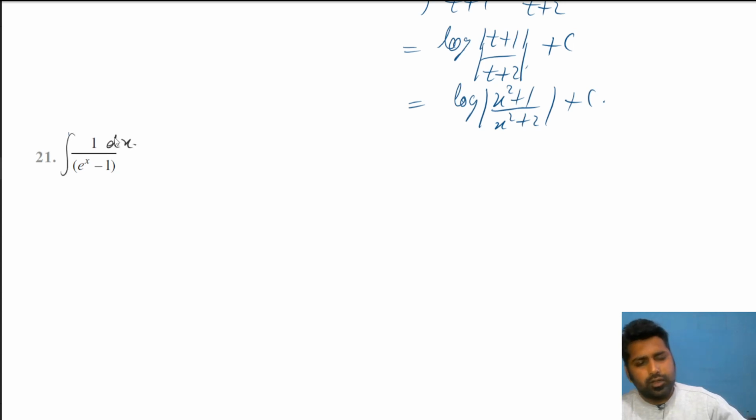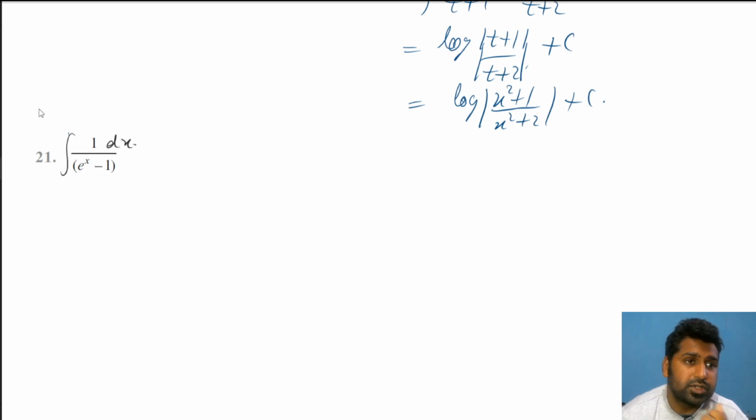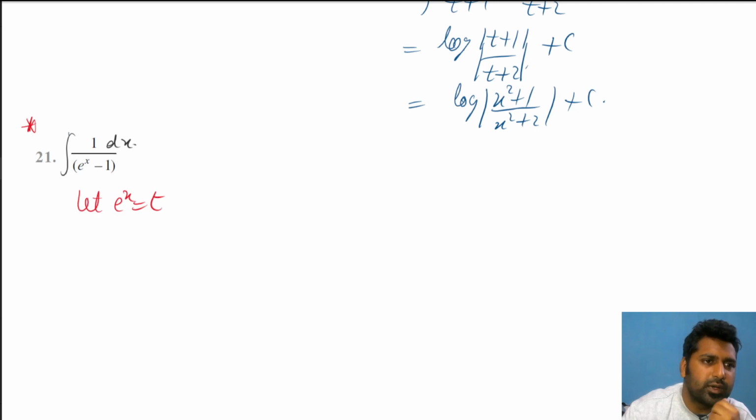Dx. You cannot use substitution, because even if you take e raised to power x minus 1 as t, there is nothing present here to do the substitution. But that's the point. This question works on this idea. Yes, you by force take e raised to power x as t. Let's see what happens.